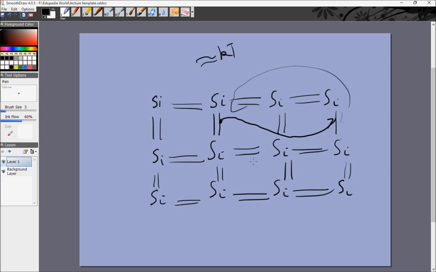In the next video, we'll look at semiconductors in more detail and see how by adding a few impurities we can drastically increase the conductivity of semiconductors.